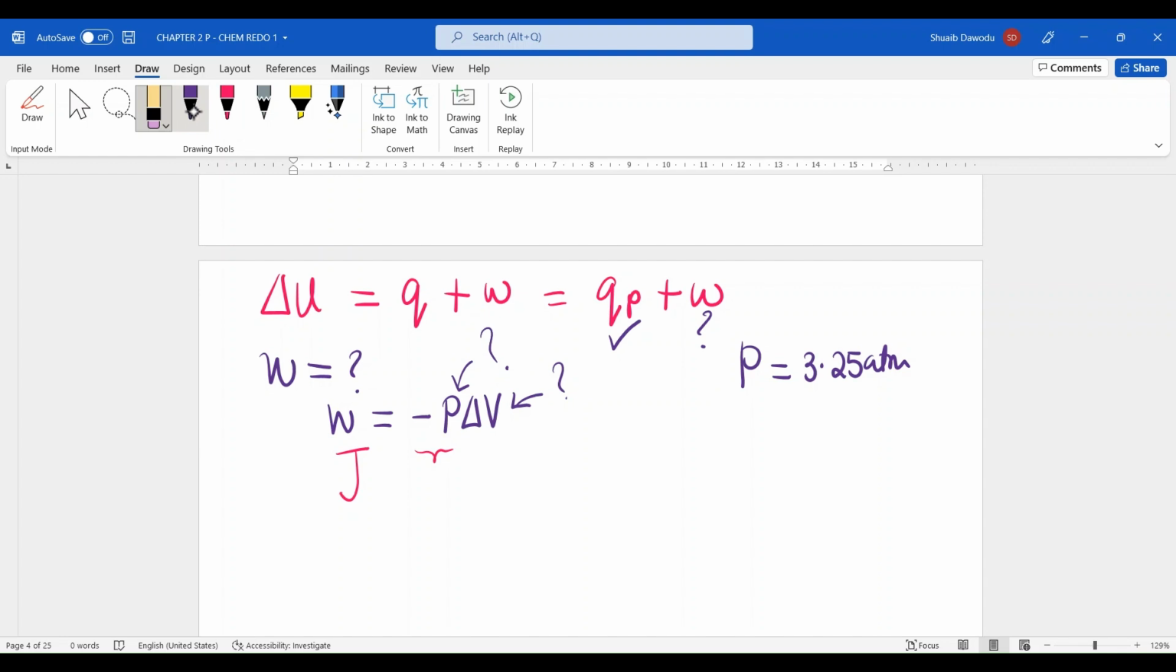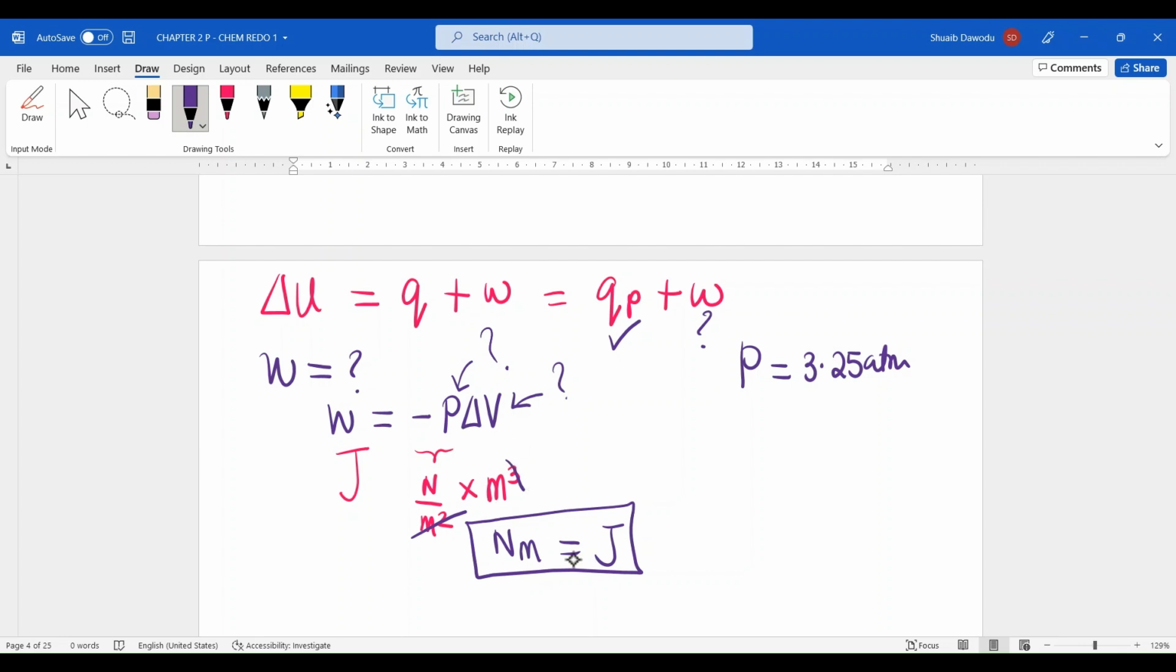So what I'm trying to say here basically is this: the best unit to put our pressure in is going to be Newton per meter squared, or Pascal. And then the best unit for the change in volume is just going to be meter cubed. So you cancel out the meter squared and the cube, and you end up with Newton meter, which is the same thing as joules. Newton meter is simply joules.